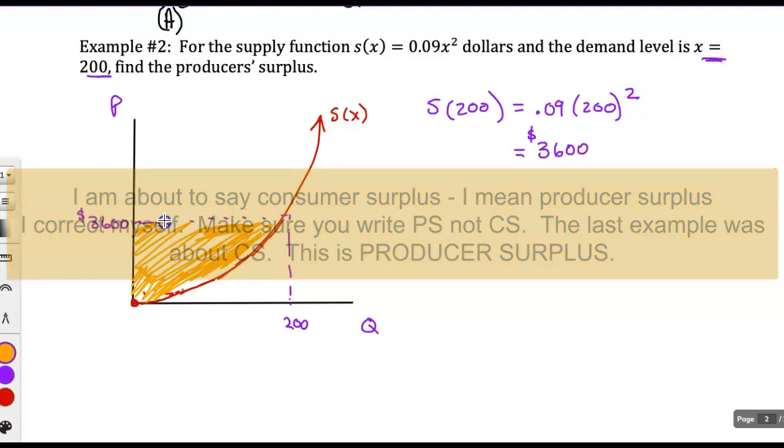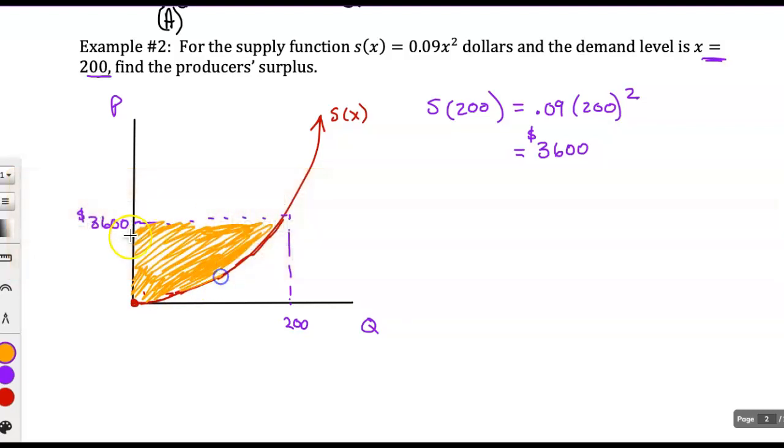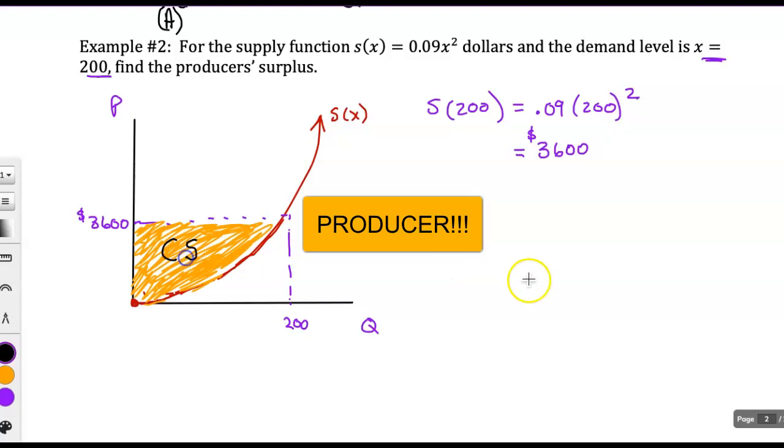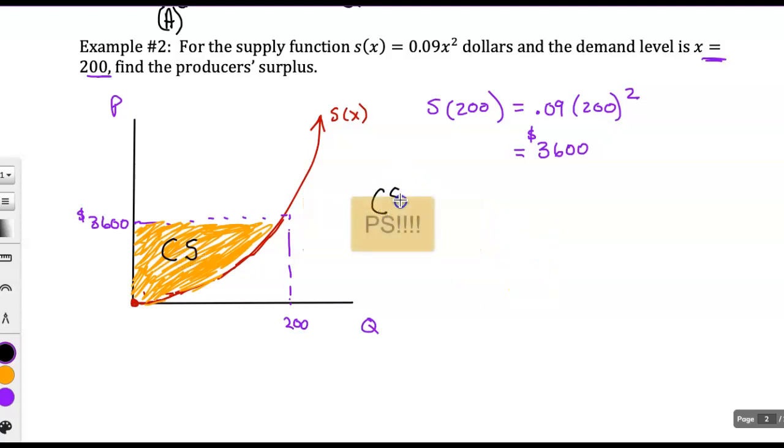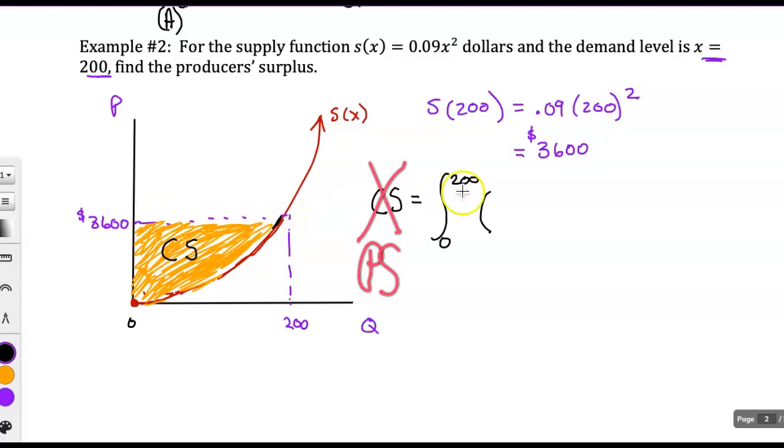Okay, so this area in between what I was getting, $3,600, and what I was willing to take, that's going to be consumer surplus, okay? So my consumer surplus is equal to the integral 0 to 200, because that's where my boundary stops, right? So 0 to 200 of the upper curve, so y equals 3,600, minus the lower curve, which is my supply curve. So my supply curve is 0.09x squared dx.